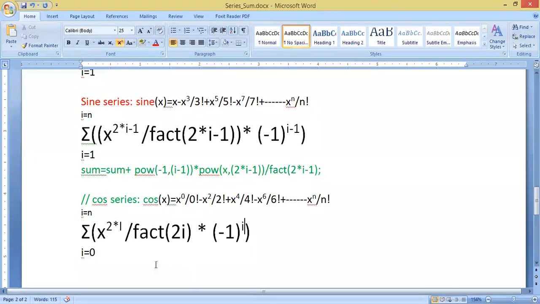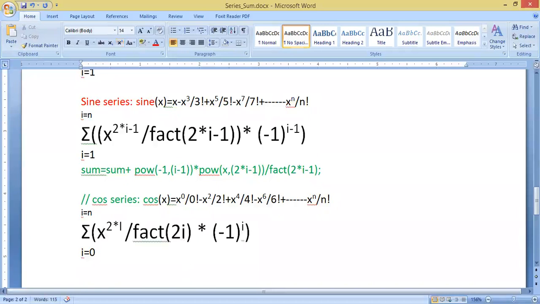See the second term; now we have to cross verify. So for the first term, i is equal to 0, okay. For i is equal to 1, it is x square, factorial of 2, which is correct. So minus 1 to the power 2i would make the second term not negative. So it should be i, not 2i. Don't get confused, just see.